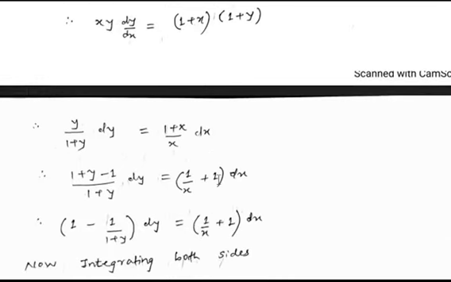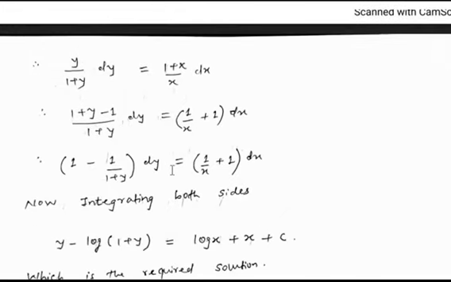Okay, now we have to integrate this function. So what we have done, we have added 1 and subtracted 1 in the numerator. So it will become 1 plus y minus 1 over 1 plus y dy, and dividing 1 plus x by x, it will become 1 by x plus 1. Now dividing 1 plus y by 1 plus y, the result is 1, minus 1 over 1 plus y as it is dy, and this is equals to 1 by x plus 1 dx.